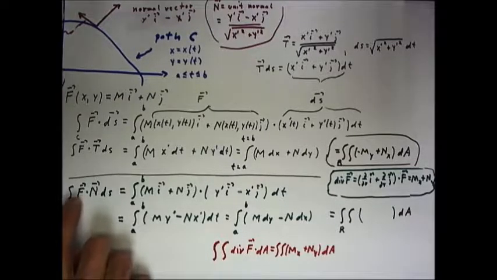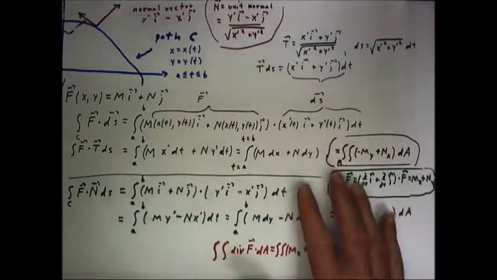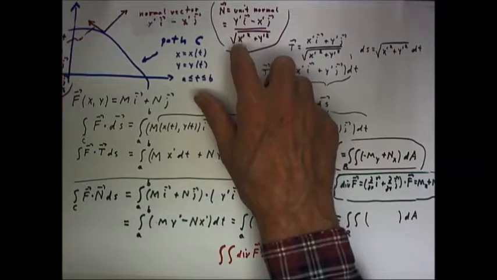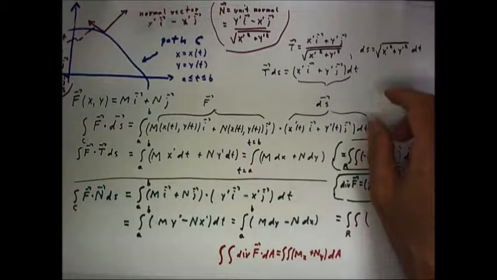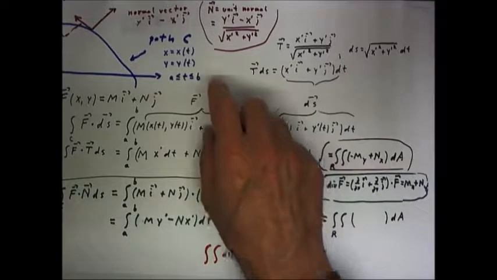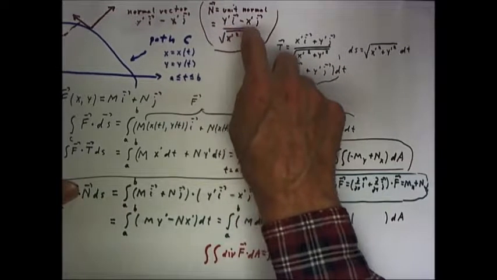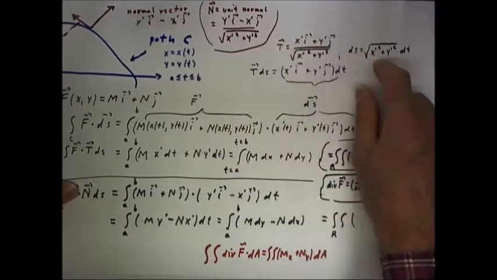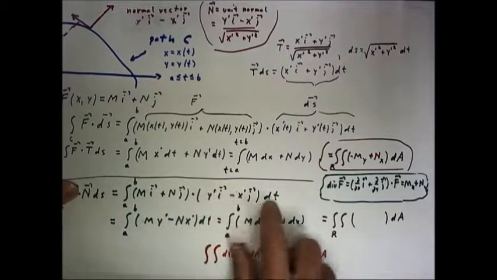Now let's think about the integral over c of f dot n ds, which is going to represent the normal component of the force integrated over distance along the curve. Recalling that n is just the unit normal, y prime i minus x prime j over the square root of x prime squared plus y prime squared, and that the scalar ds is just the square root of x prime squared plus y prime squared dt, we see that n ds is just y prime i minus x prime j. The square roots, one in the denominator, one in the numerator, divide out, and we just end up with this times dt, which is what we have here.